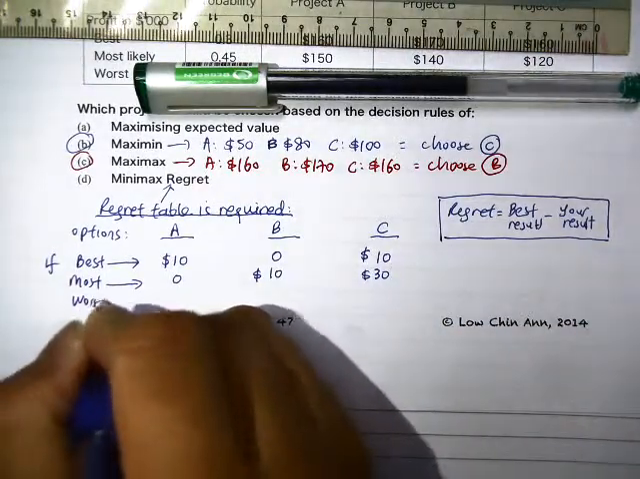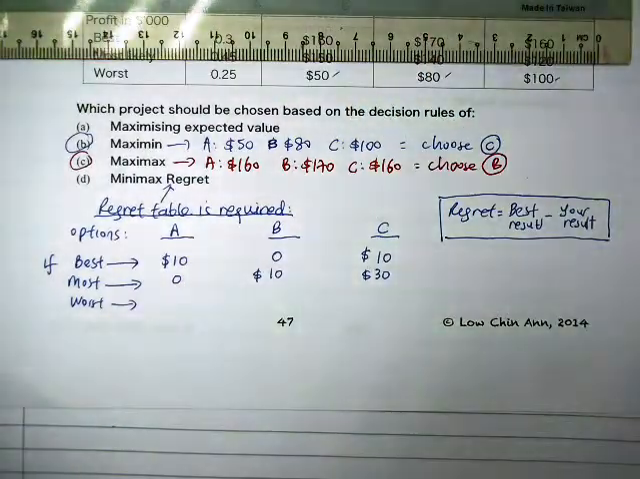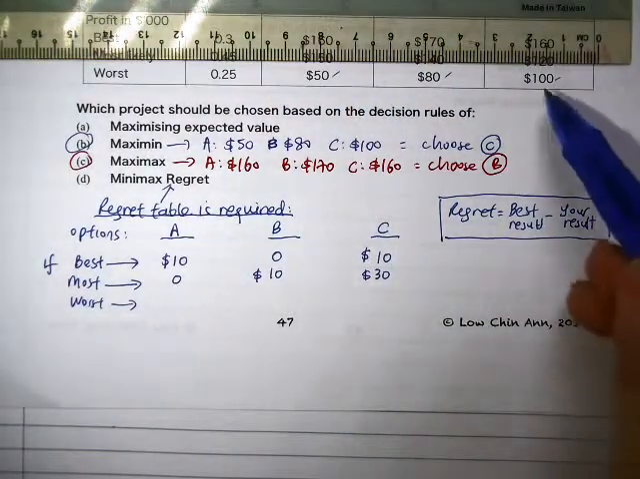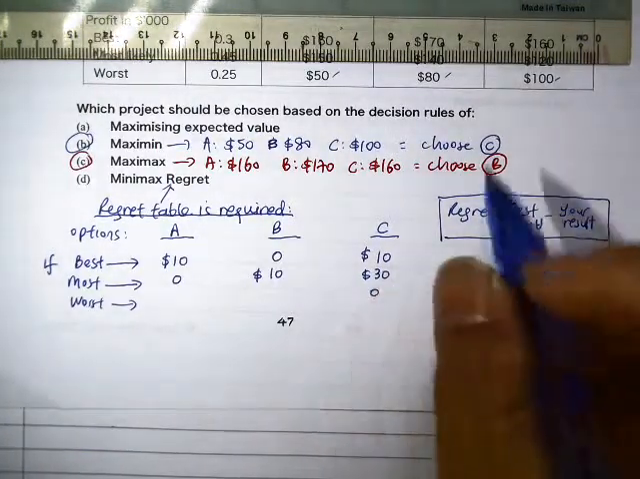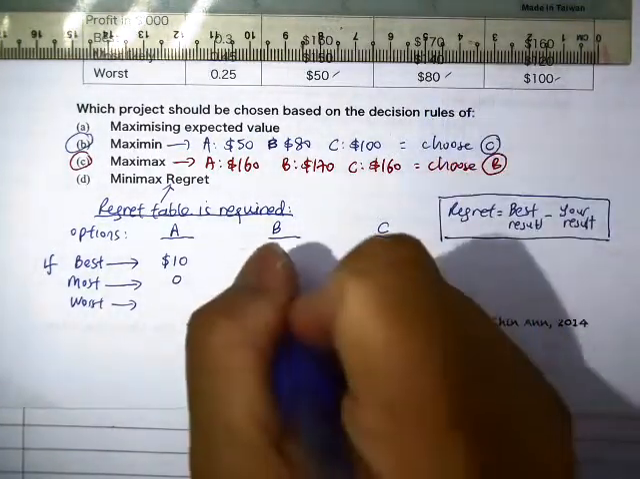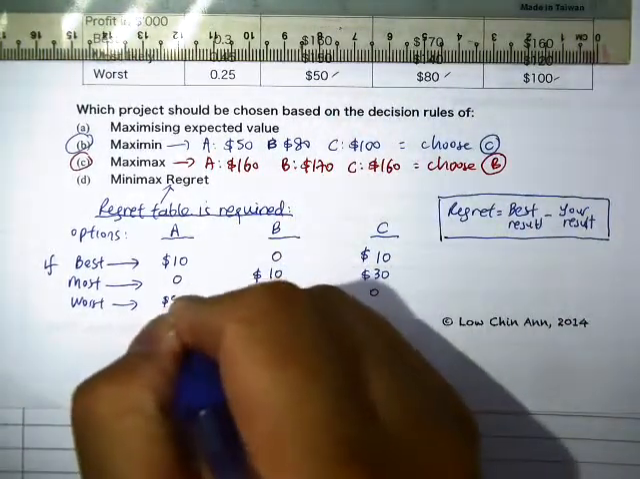Now in the worst case, the last one, the one you have no regret is when you invested in C, the highest. So C will give you no regret. If you invest in B, you regret by 20. If you invest in A, you regret by 50.